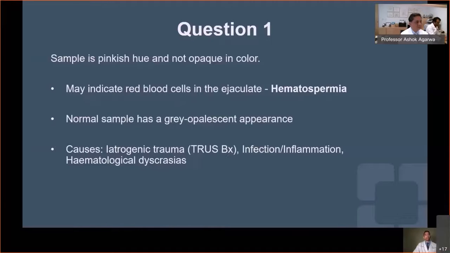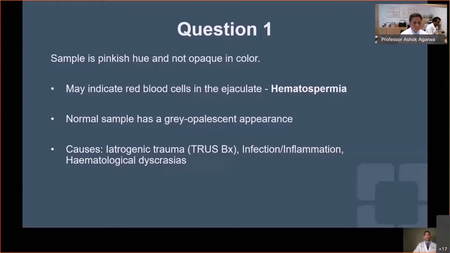Now, hematospermia may indicate red blood cells in the ejaculate. As opposed to the normal gray opalescent color of the semen, you may have a pinkish or brownish color. The first step is typically to reassure the patient. I commonly see patients who present with a history of trauma, whether it was through sexual activity, riding a motorcycle, or an injury to the perineal area that resulted in the hematospermia. Other causes may be iatrogenic, such as a prostate biopsy, or infection, inflammation, or a number of bleeding disorders.